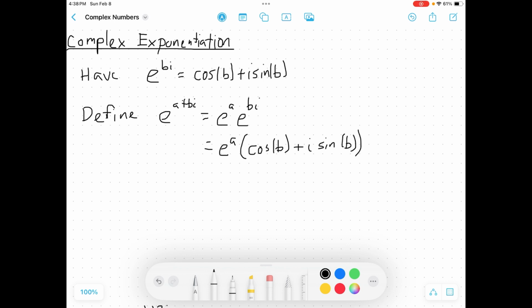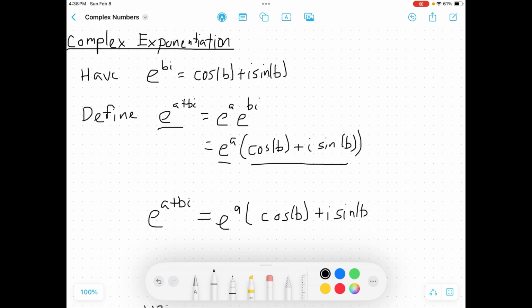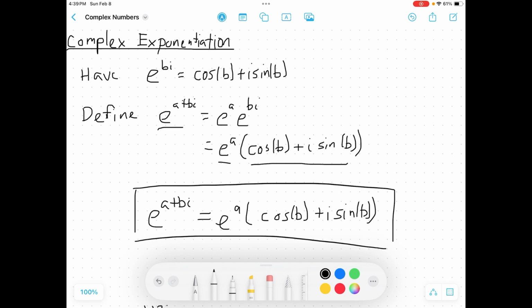So this is going to be how we approach evaluating something that looks like e to a complex number. We find the real part, and we have e to that real part, and then find the imaginary part, fill that in over here. We'll have cosine of the imaginary part plus i sine of the imaginary part. So it's a formula enough that I should probably recopy it and put a box around it. e to the a plus bi equals e to the a times cosine of b plus i sine of b. So that's going to be how we define something like this.